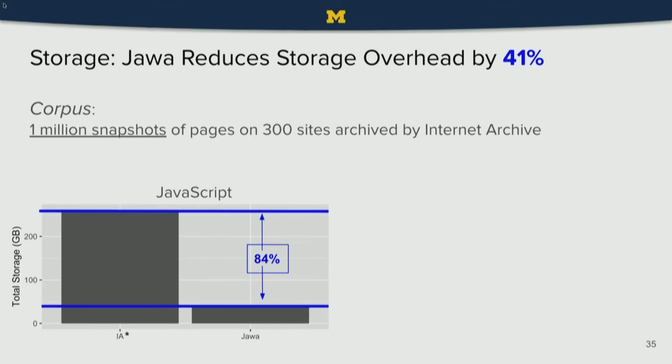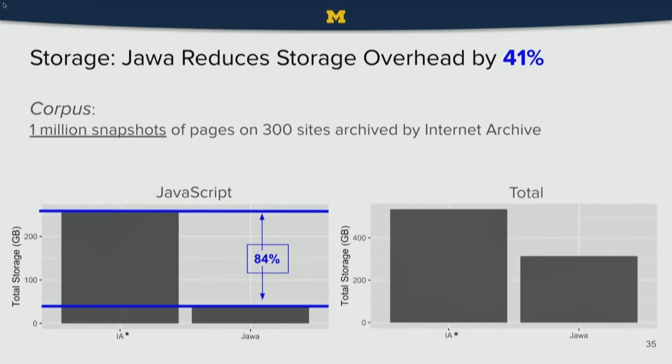Turns out that Java reduced the storage overhead for JavaScript by about 84% on account of the two techniques, removing non-functional and unreachable code. However, in order to store these 1 million pages, you don't only store JavaScript. You have to store HTML, CSS, images, and other things as well. Turns out that JavaScript is such a big fraction of page bytes, as I showed you earlier, that an 84% reduction in JavaScript resulted in about a 41% reduction in the total storage overhead across all resource types for 1 million pages.